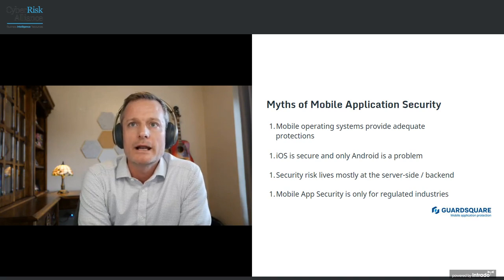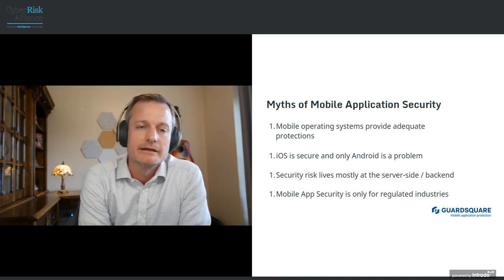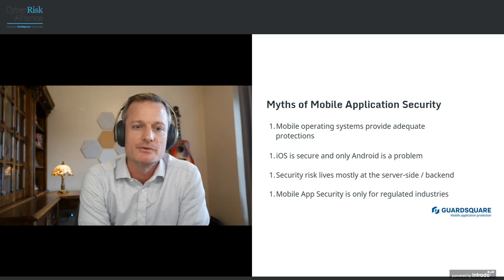But what happens in a scenario where the end user is the bad actor and the person that's trying to attack or manipulate your application? Suddenly, the dynamics are very different, and so that's one aspect that we see as a big misconception.